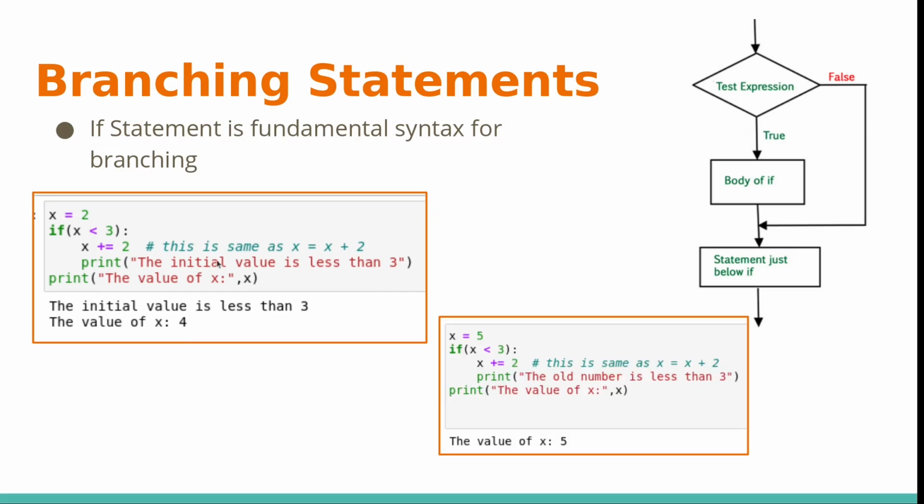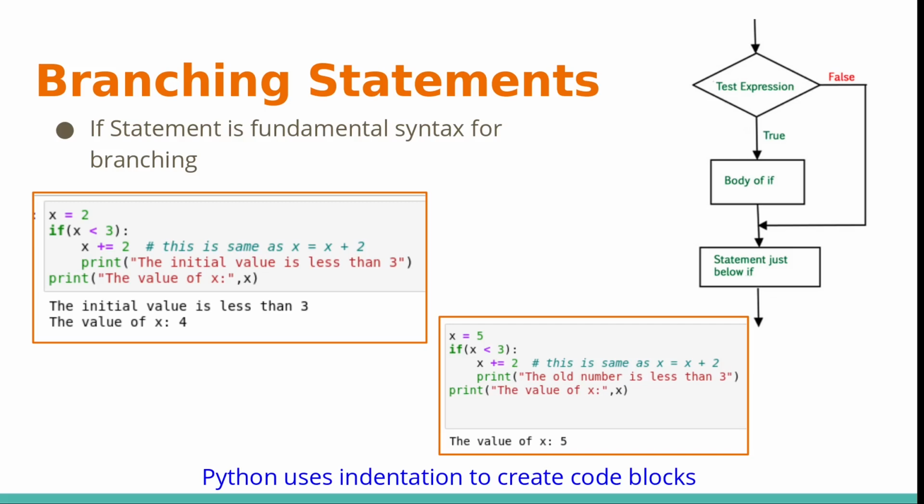On the other hand, if I were to initialize this x to be equal to 5, it comes to this if statement and then checks if x is less than 3. It is not the case. So it skips these two lines and goes outside that if statement, and then it prints the value of x is equal to 5. If the condition is true, the code block of if is executed. If the condition is false, the code block associated with the if is not executed, and the line immediately below that if code block gets executed, and the program moves downwards.